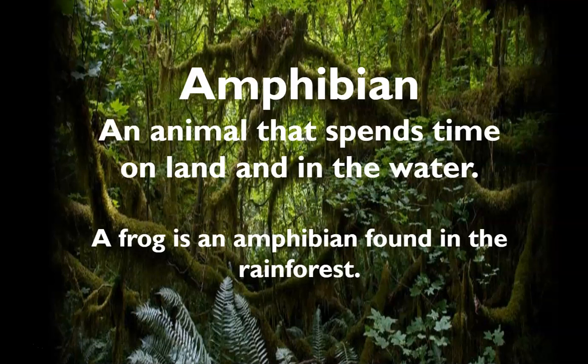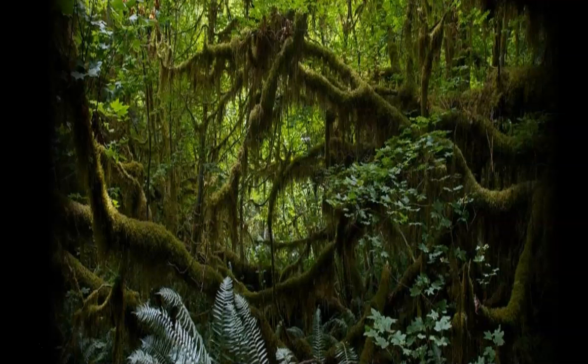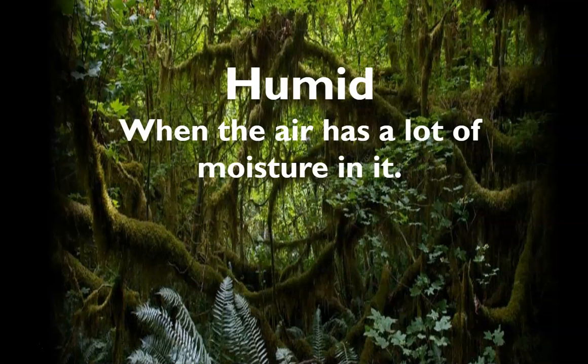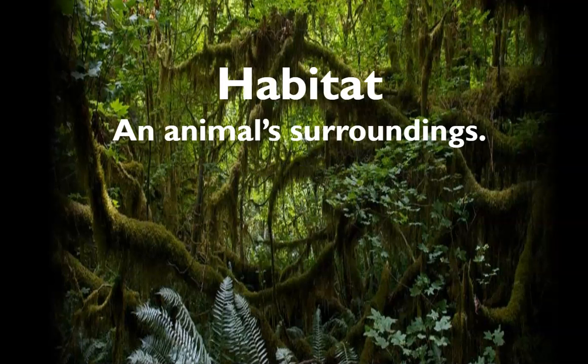An amphibian is an animal that spends time on land and in the water. A frog is an amphibian found in the rainforest, and there are so many cool frogs that live in the rainforest that we're going to discuss. Humid. Humid is the air that has a lot of moisture in it. Remember, it's a rainforest, so it's very hot and humid in the rainforest. A habitat is the animal's surroundings, and the habitat we're going to be talking about is the Amazon rainforest.